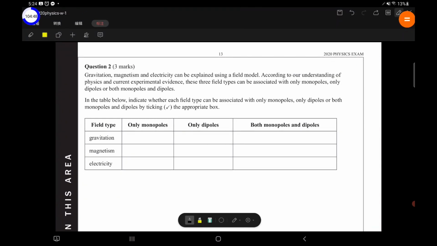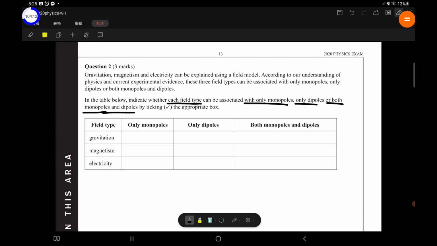All right, so describe the three gravitational, magnetic, and electric fields. All right, so we can see that from the table. According to understanding of the physics and current experimental evidence, these three field types can be associated with only monopoles, only dipoles, or both monopoles and dipoles. So we have to complete this diagram, or not explain, but indicate whether each field type is associated with only monopoles, only dipoles, or both monopoles and dipoles.